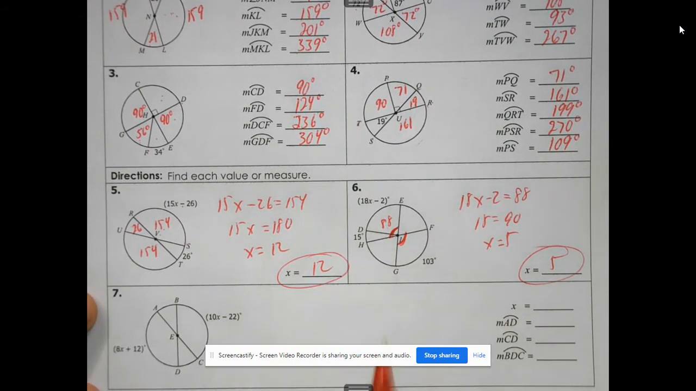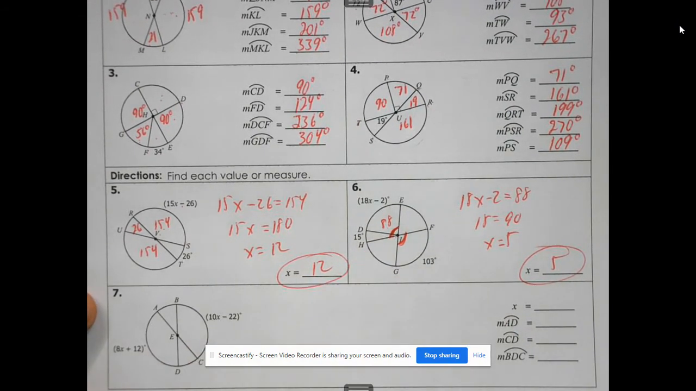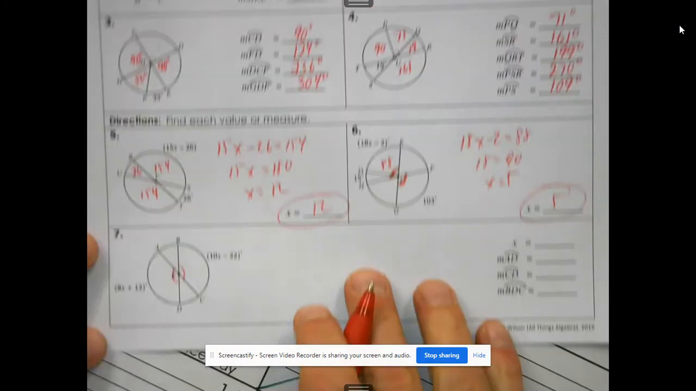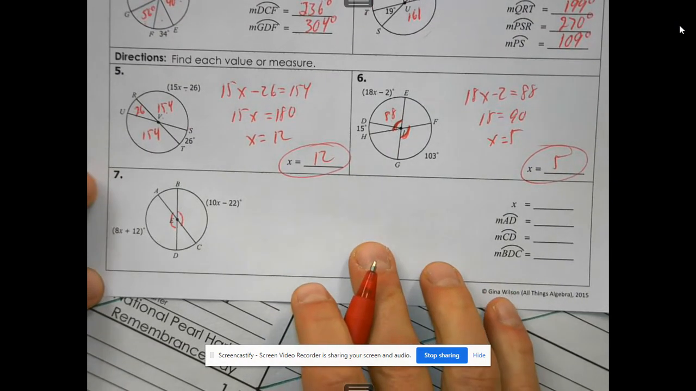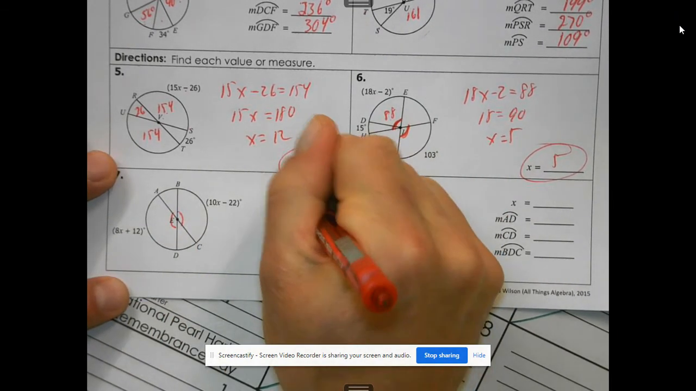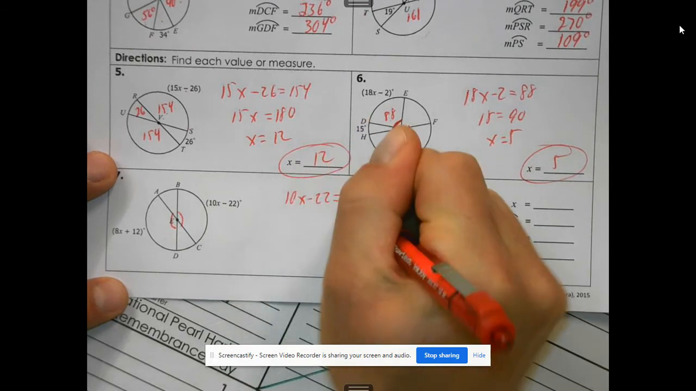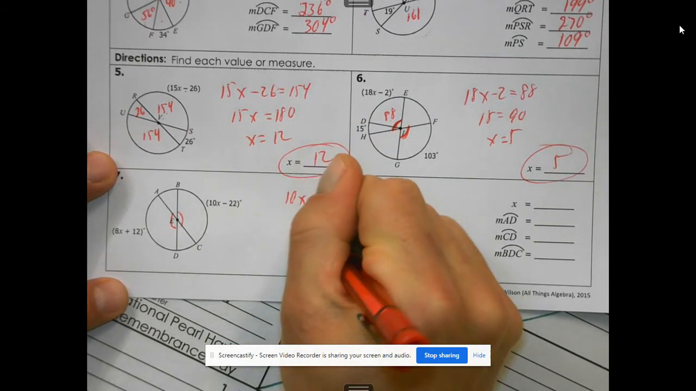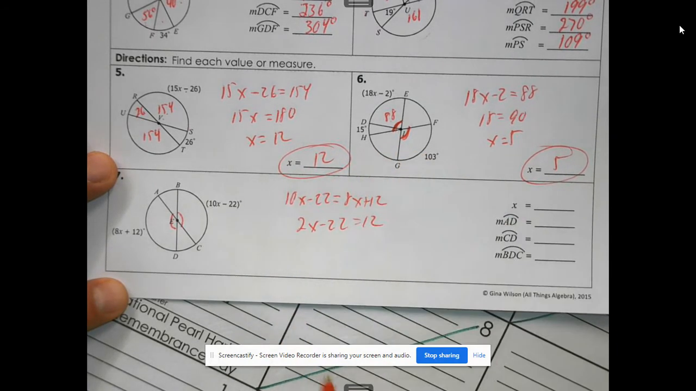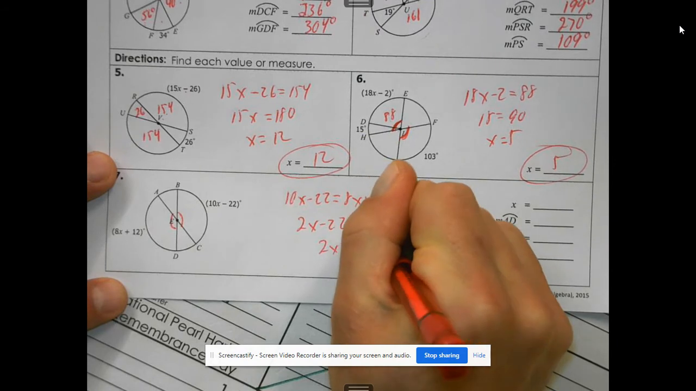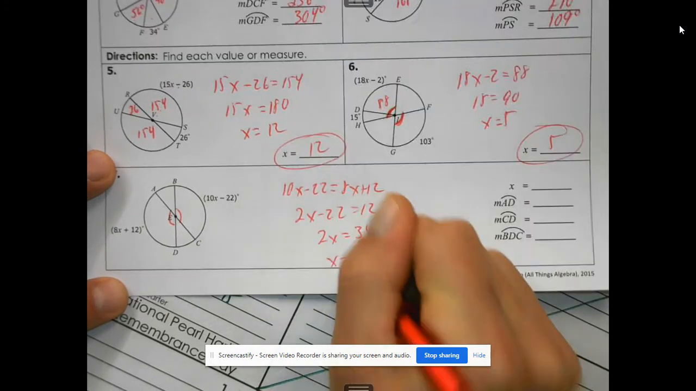All right, over here. Okay, don't know anything about the measures. However, I do know that this angle is congruent to that one because they're vertical, right? So if I want to solve for x first, and then I'll plug it back in and find the pieces, let's set them equal to each other. 10x minus 22 is 8x plus 12, subtract the 8x over, add 22 over, 2 goes in there 17 times.